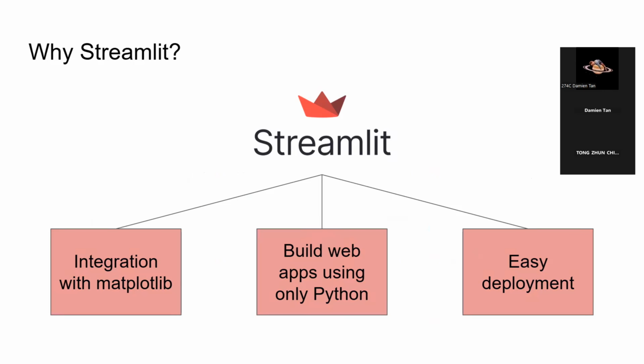Streamlit is an open source Python framework specifically designed to create interactive web applications for data science and machine learning easily and efficiently. Streamlit was ideal for our project because it provides seamless integration with Matplotlib, allowing us to visualize data while turning complex charts and graphs into interactive web components with just a few lines of code.